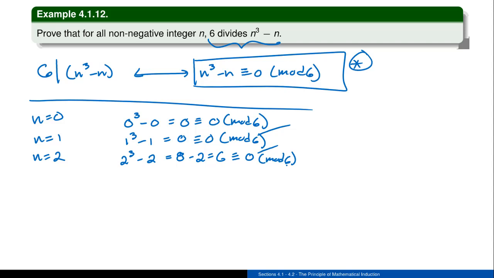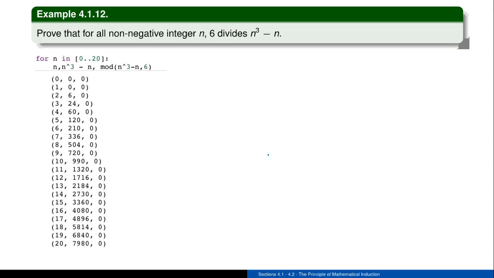If I jump this into a line of Sage code, I can help my computation out just a little bit. In this case, I'm just going to run through the first 20 integers, going from 0 up to 20. I'm going to print out that value n, I'm going to print out n cubed minus n, and then I'm also going to print out what that thing is reduced in this mod 6 setting. So you can see, when n is 0, I have the 0. When n was 1, I got a 0. When n was 2, I got the 6 that I just saw.